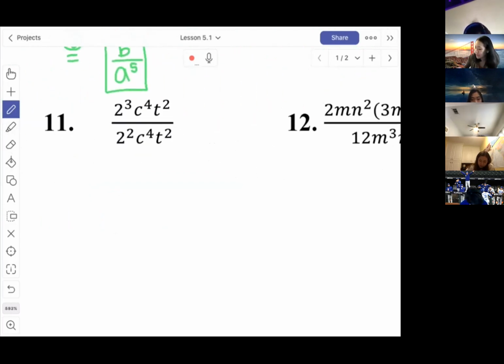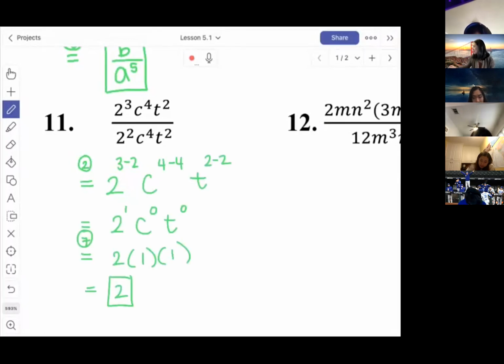All right, number 11. I'm going to use property number 2, and I get 2 to the 3 minus 2 exponent, c to the 4 minus 4, and t to the 2 minus 2. Simplify that, I get 2 to the 1st, c to the 0, t to the 0. Property number 7, that's just 2 times 1 times 1, which leaves me with 2. And that's it.